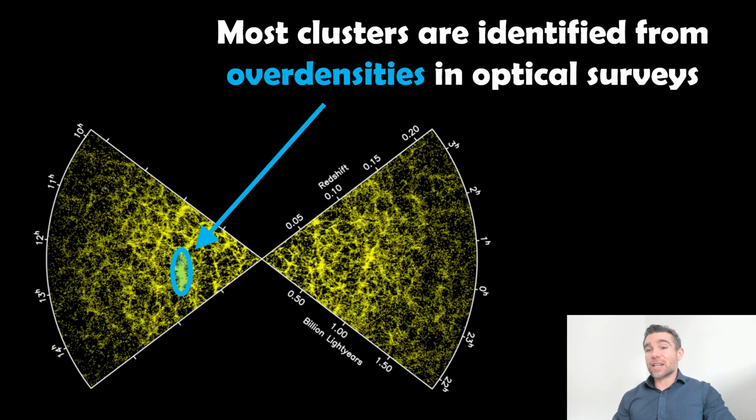So how are most clusters actually found? Well, if we were to look in optical surveys, we would find overdensities in the universe. So this here is a particular survey where you've got the redshift. So redshift is going further away from us, further back in time as well. And then you've got that angular position in the sky. So what you can see here is on the left-hand side, it goes 14H to 10H. That's your angular position in the sky in hours. So we've got an angular position, and then we've got another dimension away from us. So we can identify these as overdensities in these optical surveys.